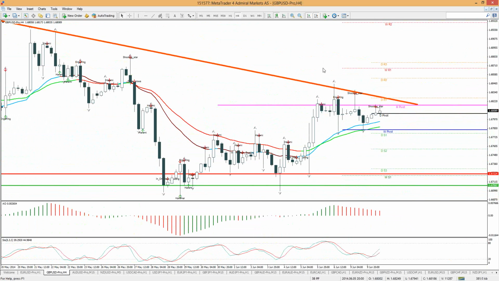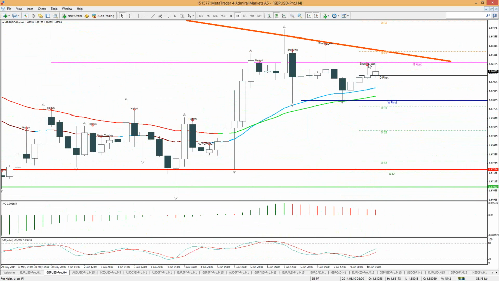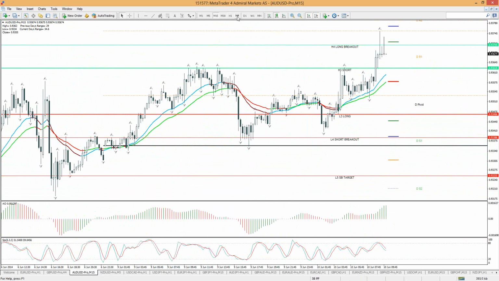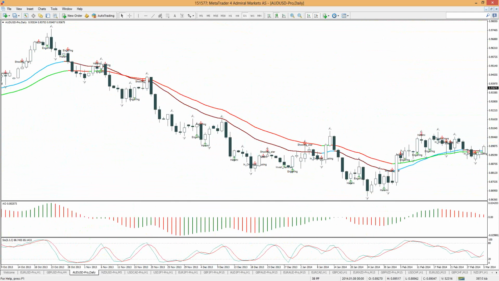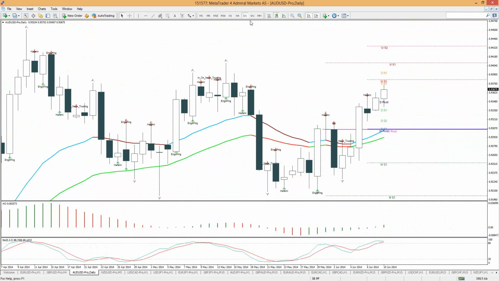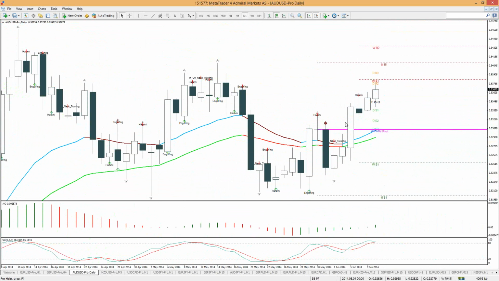It will maybe be interesting to keep an eye on this 4-hour chart, by the way, because we do have a shooting star at the monthly pivot, but the only disadvantage is the daily and the weekly are so close to each other. AUD USD. Daily charts.